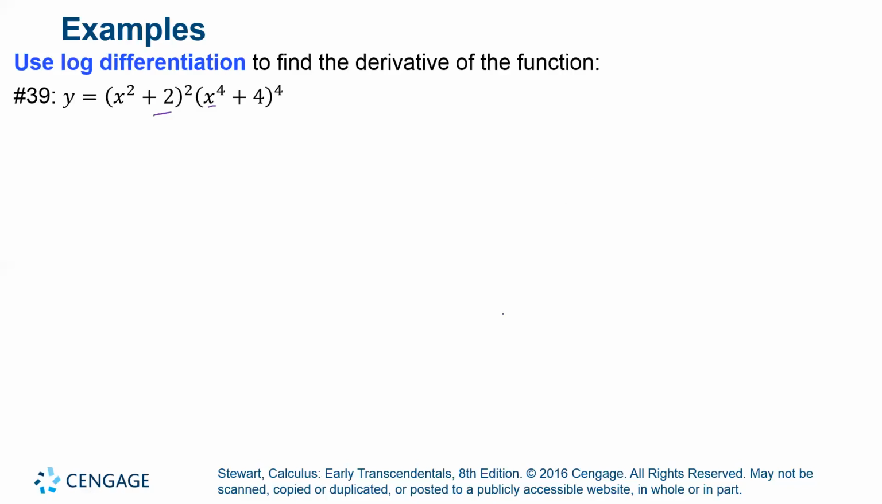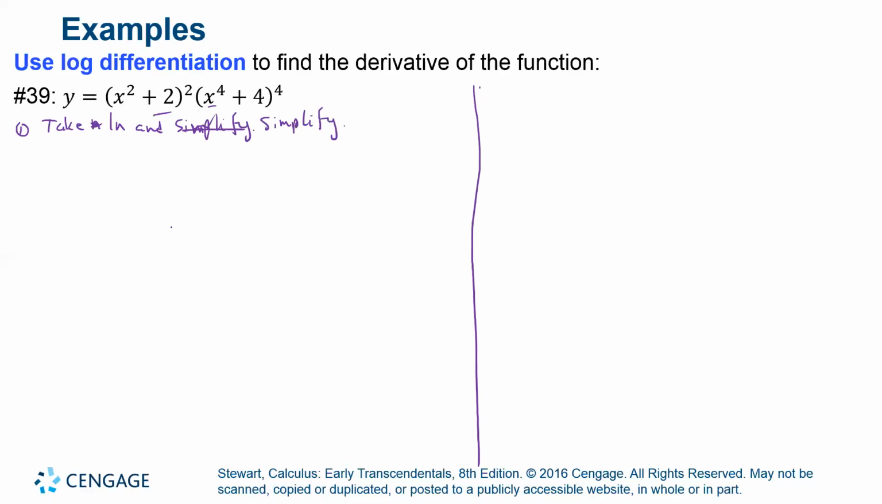So let us go to the steps. I'm going to divide my page into 2. Now, step 1 says: take natural log and simplify. Take natural log and simplify, and write it well. So we take natural log on both sides.